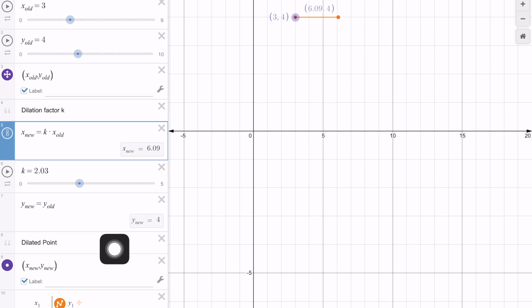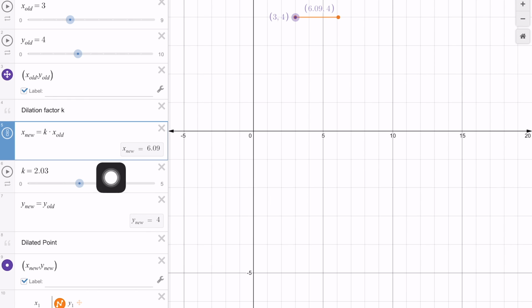Right, so what I've done here is I have labeled the original point as x old and y old, which are 3 and 4, and which is in here. And I created a new x point labeling k times x old, which is the general rule, and then the y new is the same as the y old, as we have seen from the previous videos. So what happens when we dilate from the y-axis? Okay, let's see what's happened with the value of k.